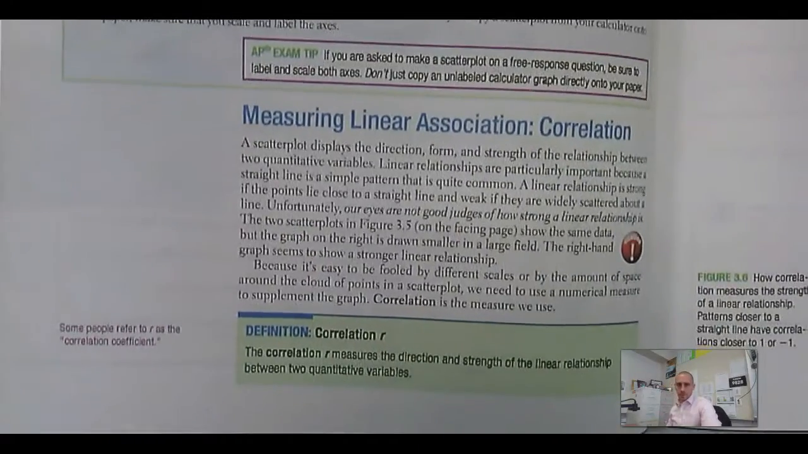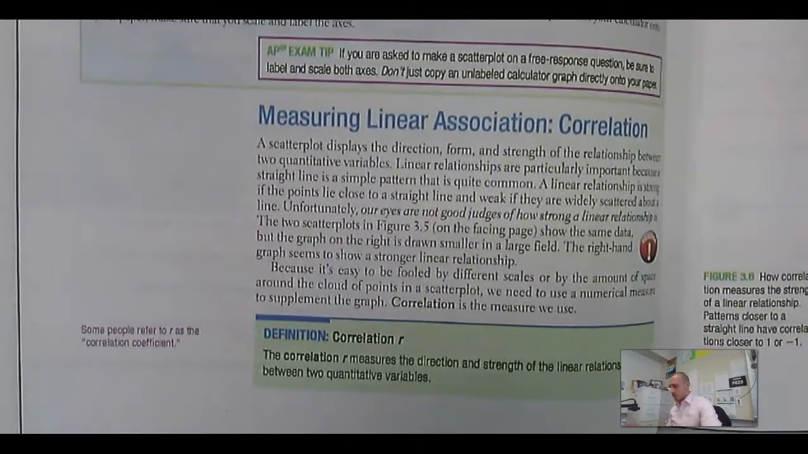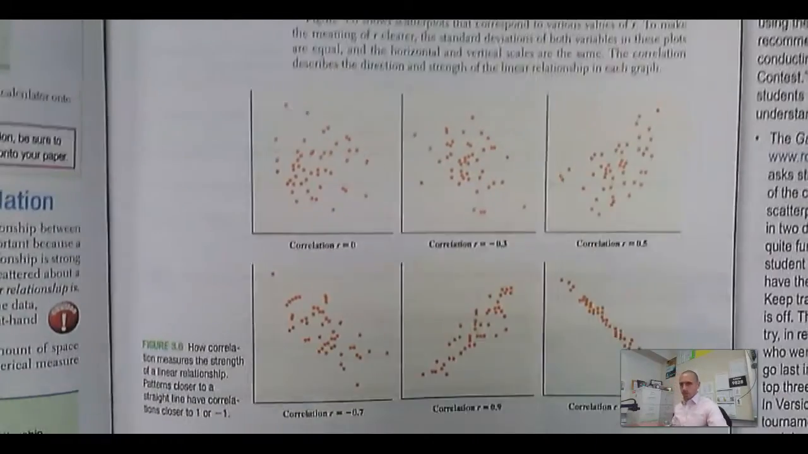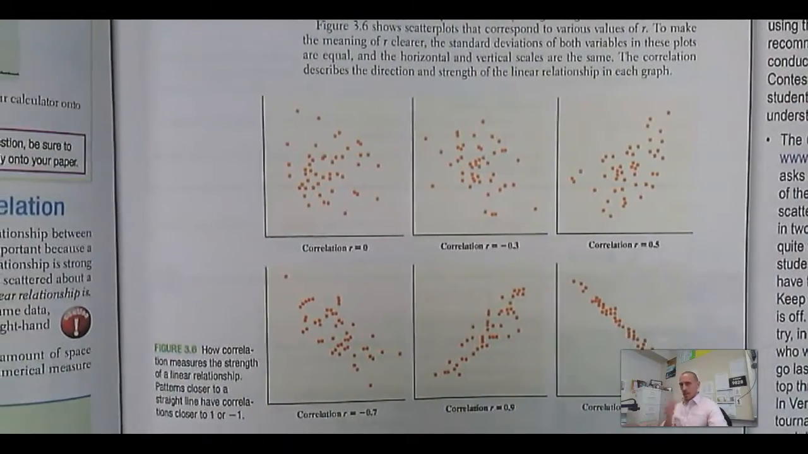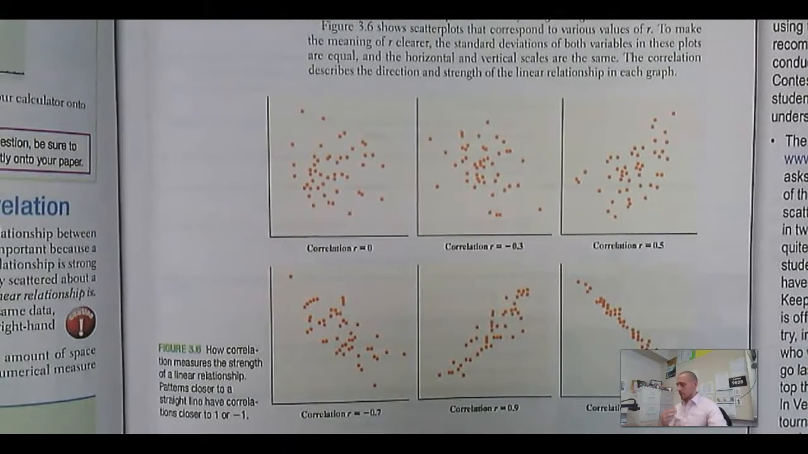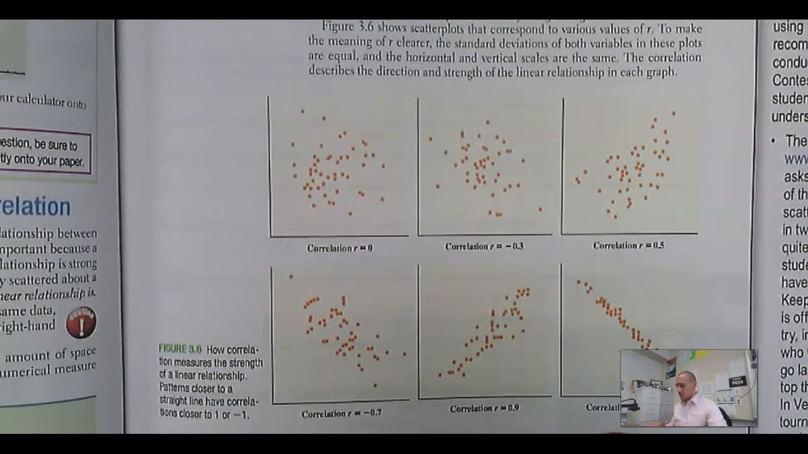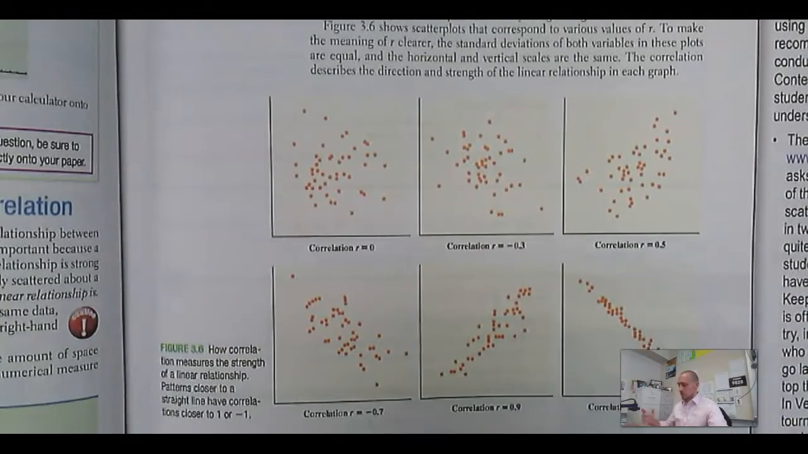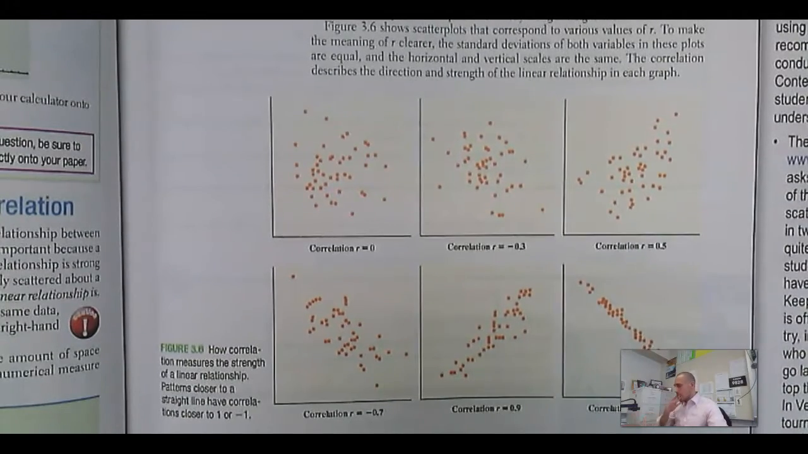Okay. Then we got into how do we actually measure the strength. And what we did is we used the correlation to measure the strength. And they show a few different scatter plots here as far as determining if the strength is positive. The closer it is to +1, the stronger positive linear association there is. Closer to -1, same thing. All right.